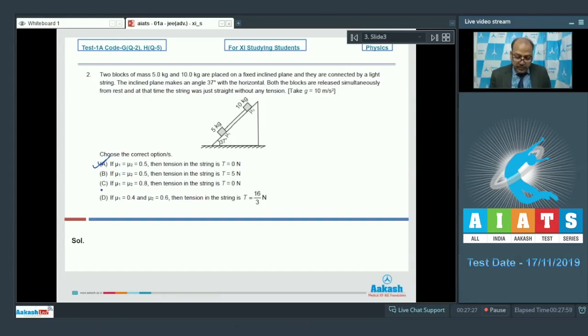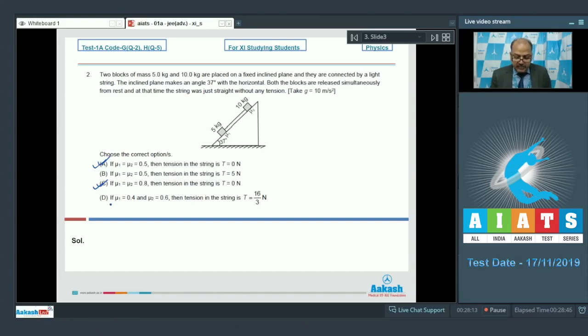What happens in case of option C when mu1 is equal to mu2 is equal to 0.8? Then what is the tension in this case? Well, in this case, neither block will have the tendency to slide down the incline because the angle 37 degree will be less than the angle of repose, right? So the minimum angle required in this case to make the block slide will be tan inverse of 0.8, and we know tan 37 degree is only 3 by 4 or 0.75. That means this angle 37 degrees is less than the angle of repose, which means both the blocks will remain stationary and tension will be 0. So option C is also correct.